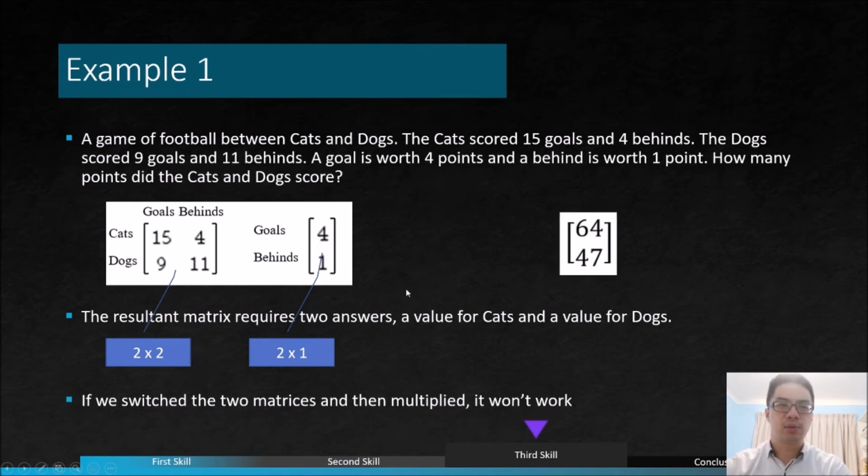So if I just do this multiplication, a 2 by 2 multiplied by a 2 by 1, I'm going to get this answer, which gives you 2 values instead of a 1 or none.